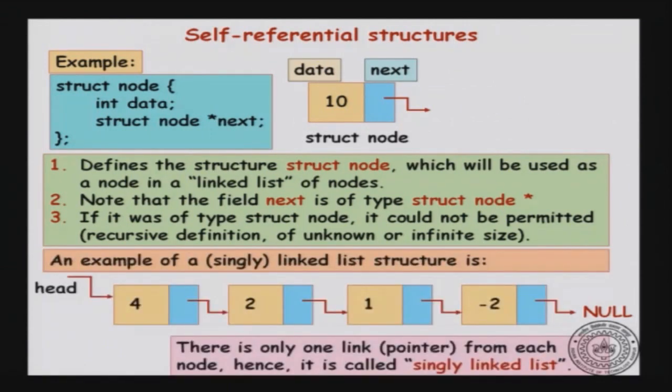Using this structure we can define what is known as a singly linked list. An example of a singly linked list would be where we have a pointer which we will call the head of the list. Head points to the first struct, which has data 4, and it is linked to another struct which has data 2, that is linked to another struct which has data 1, and so on. The last struct in the list will be linked to null. There is only one link from each node, hence the name singly linked list.